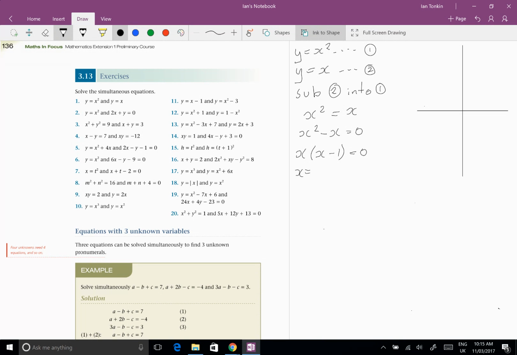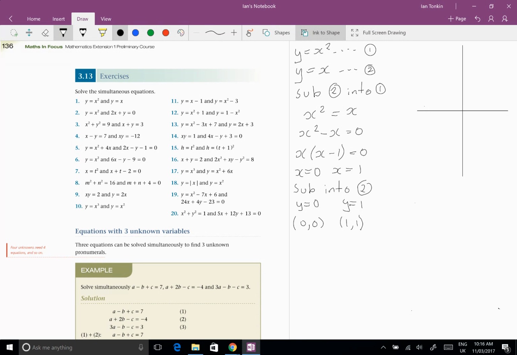So x can equal 0 and x can equal 1. We're only halfway there yet because we've got to find the y value. So again, we'll show whoever's reading this, examiner or marker, what we're doing. We're going to sub those into, and the easiest one to sub them into is equation number 2. And when we do that, we'll get y equals 0, we'll get y equals 1. And remember, these are two coordinates, so we'll write them as a set of coordinates, so (0, 0) and (1, 1).